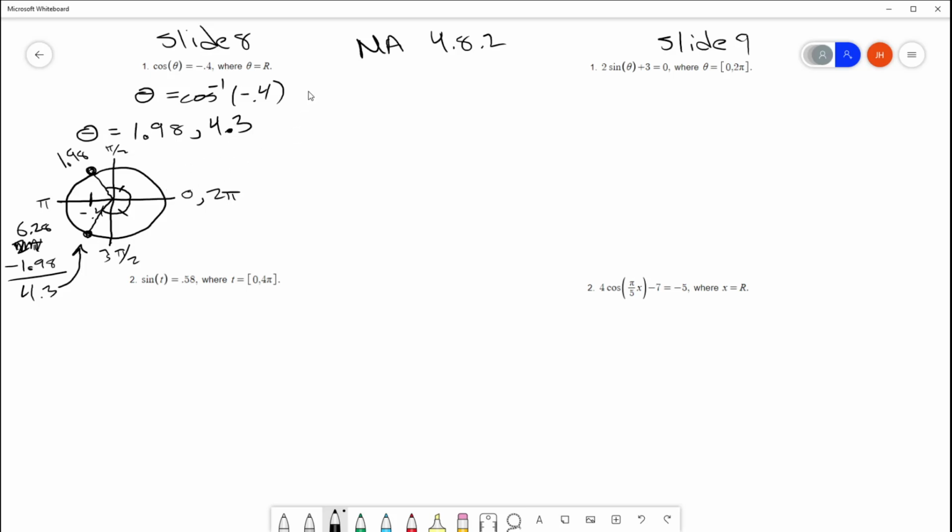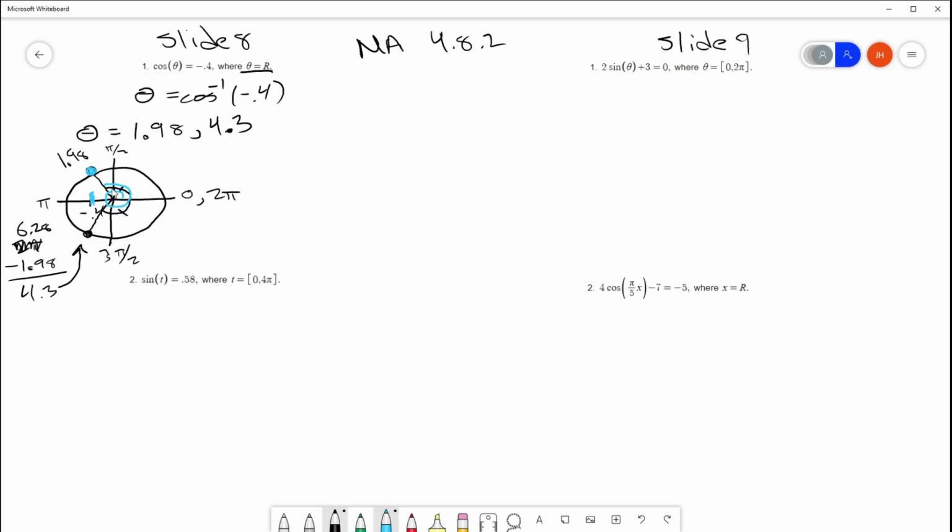Now, there's a thing though. My domain is all real numbers. So I need to account for that by using a general solution. So I'm not going to just have 1.98 and 4.3, because if you guys think about it, right? Watch this, I'll do it in a different color. If I went one full loop, which is 2 pi, and then I added the 1.98, I'm in the same exact location, which means that I have the same x-coordinate. So therefore, it's also a solution.